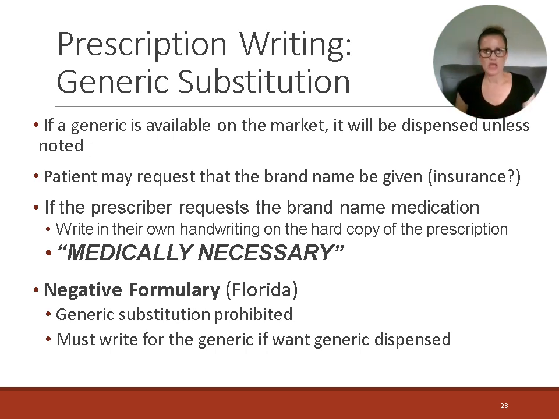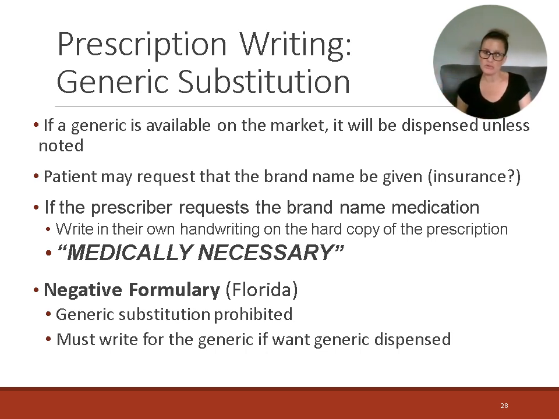So say I write a prescription for Prinavil. I don't say anything about medically necessary or anything like that. I just write Prinavil, 10 milligrams, number 30, 1 a day, no refills. Prinavil is a brand name. There's a generic available called Lisinopril. The pharmacist will dispense Lisinopril. I wrote for the brand name, but he will dispense the generic. That's the law. You automatically give the patient the generic.